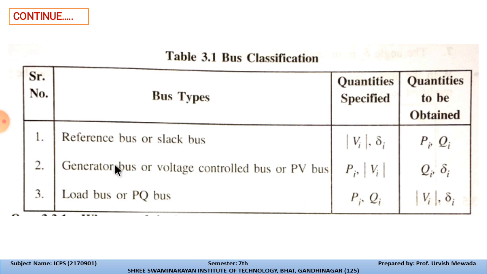And the second case is the generator bus, or voltage control bus, or we can say PV bus. This is the bus at which the generator is connected. Pi, the active power, and Vi, the voltage, are the two quantities specified on this bus, and the quantities that we need to obtain are the reactive power and the phase angle delta i.